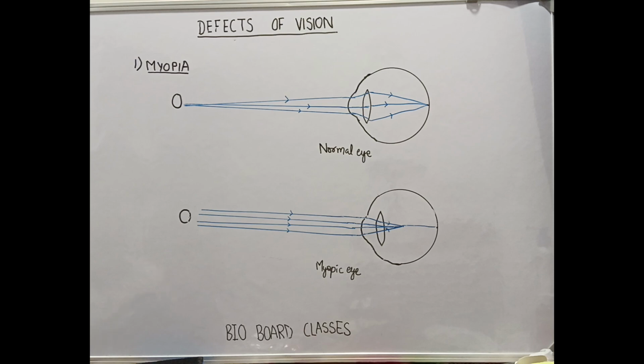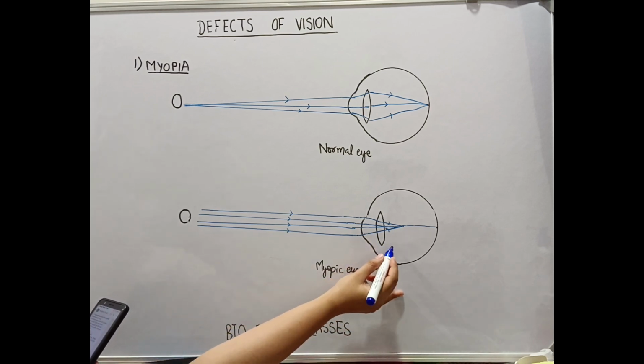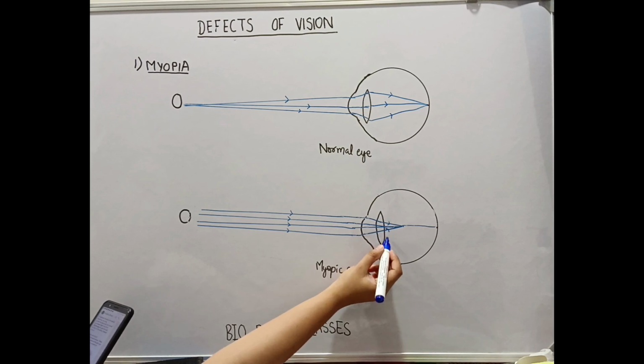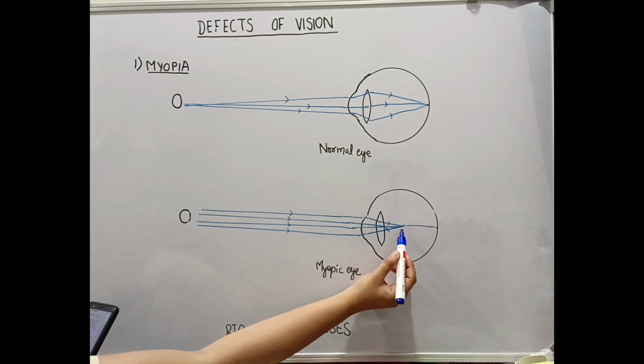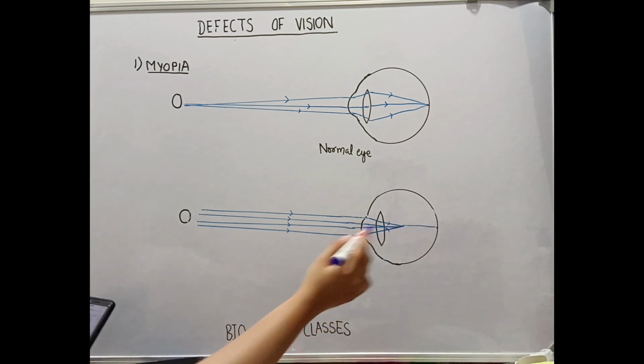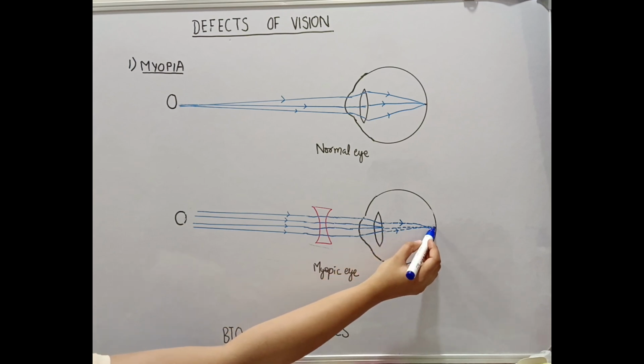It happens because the eyeball becomes too long or the lens becomes too curved. The thickness of the lens is increased. So as a result, light rays from the distant objects get focused in front of the retina instead of on the retina. How do we fix this? For fixing myopic eye vision, we use concave lenses. These lenses spread out light rays so they focus correctly on the retina.